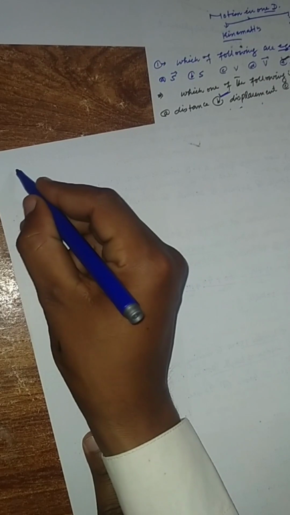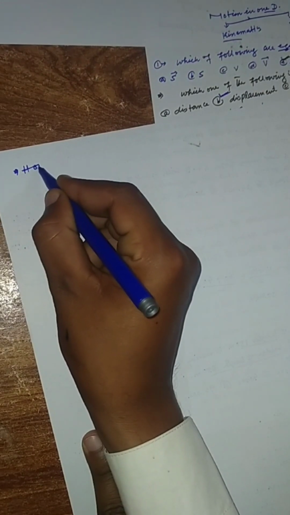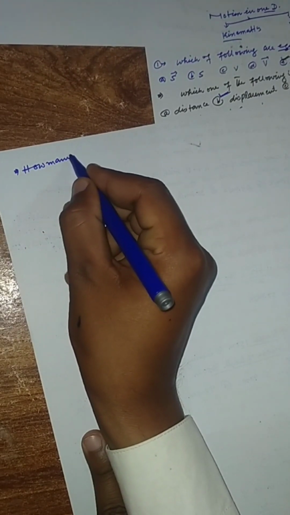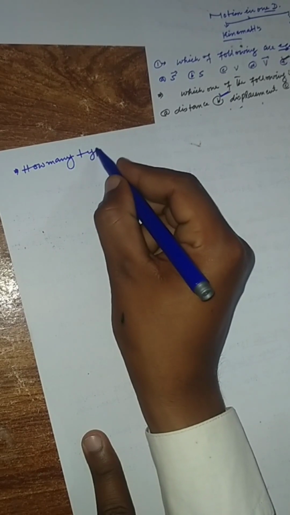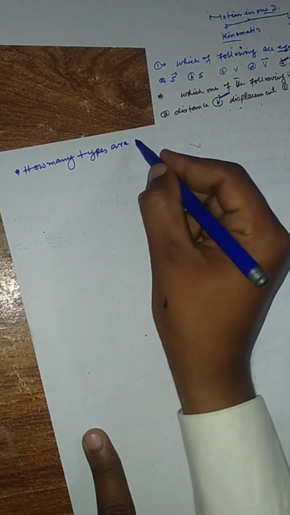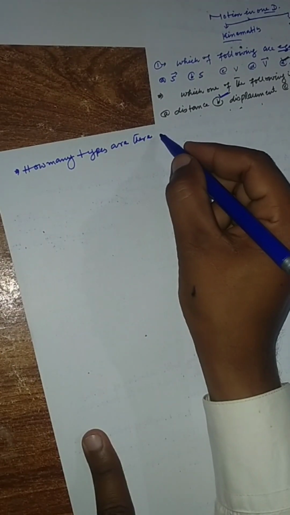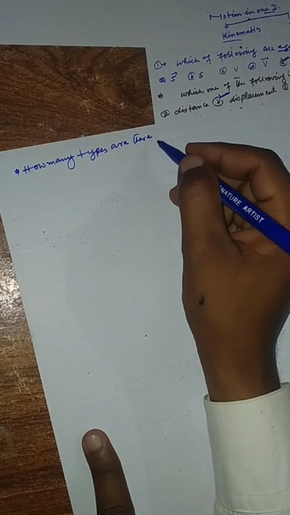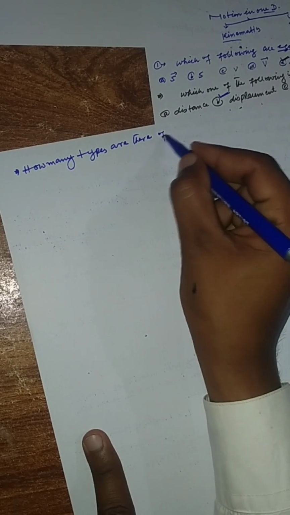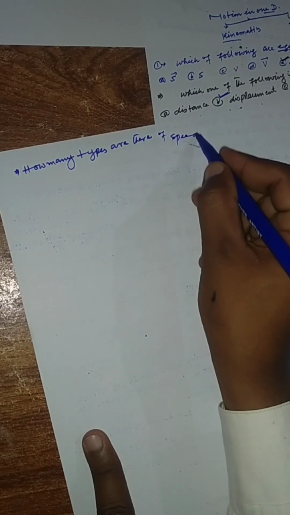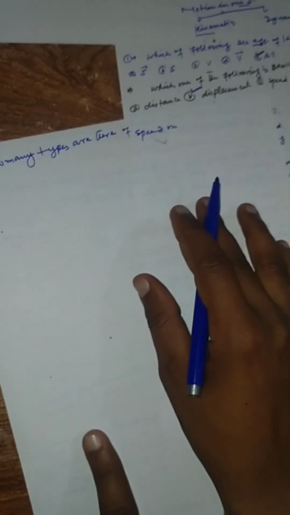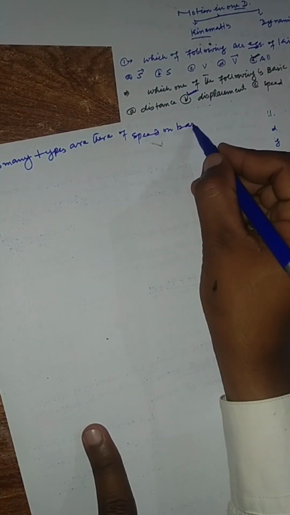Okay, after that, how many types are there of speed on the basis of time?